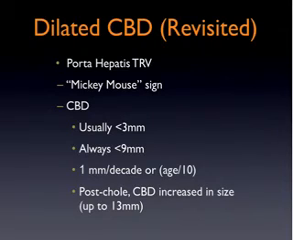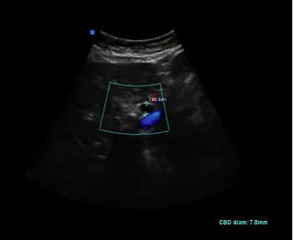Now, we mentioned another finding that occurs occasionally in acute cholecystitis is a stone obstruction in the common bile duct, which causes it to dilate. So revisiting this is the Mickey Mouse sign, with the CBD being the right ear of the Mickey Mouse as the Mickey Mouse is facing you. The CBD is usually less than 3 millimeters, but always less than 9 millimeters. There's typically 1 millimeter per decade of life, or age divided by 10. This is patients who are status post cholecystectomy. As noted, the CBD can be upwards of 13 millimeters in size.